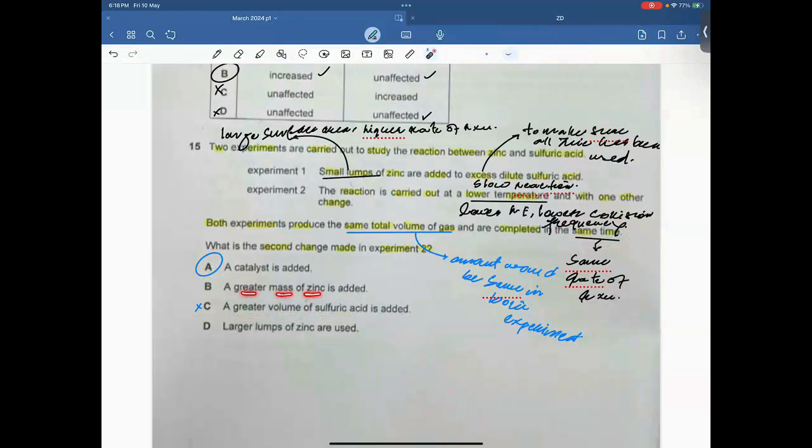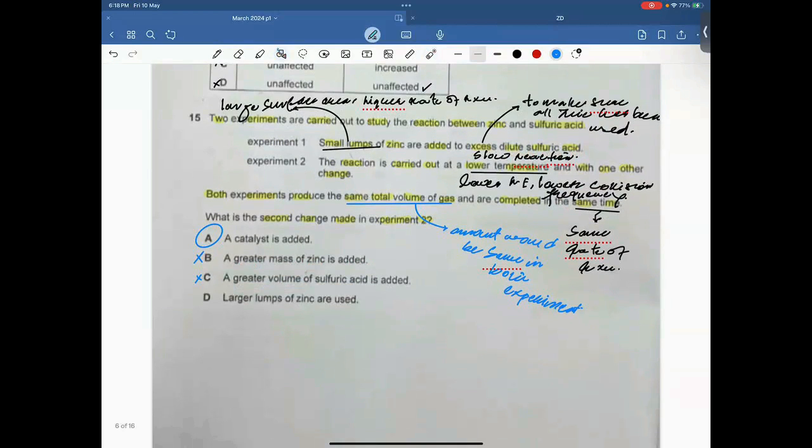Greater mass of zinc. Well, we have already excess dilute sulfuric acid, so we cannot take zinc in excess amount. Otherwise, we cannot find the limiting reactant in that way. Larger lumps of zinc is also incorrect, because whenever we use larger lumps, obviously lower surface area, slower the rate of reaction. Okay.